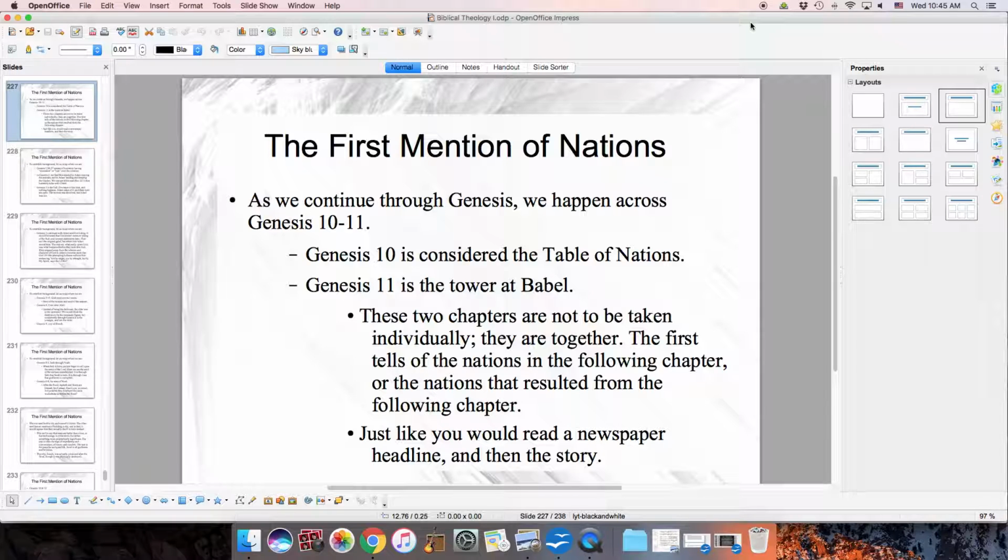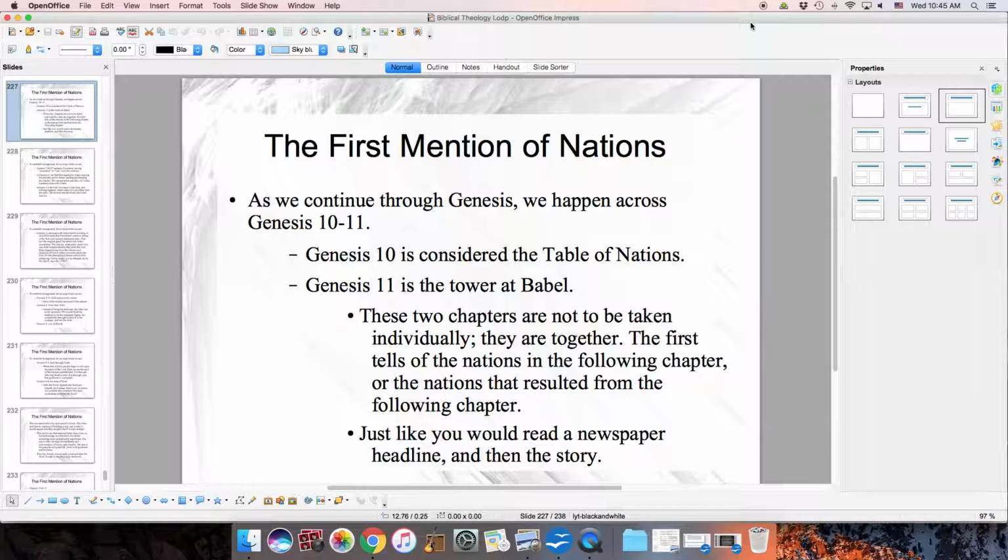It's that the title, Fatal Bus Crash, is giving you an idea of what the article is going to be about. And same thing with Genesis 10. Genesis 10 is giving you the table of nations. When you come to Genesis 11, this is not a contradiction. It's not a timeline here. There's not a cohesive, this happened and then that happened. These two chapters are not to be taken individually, they are together.